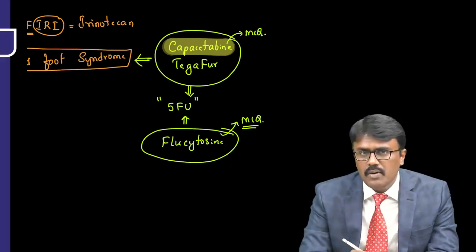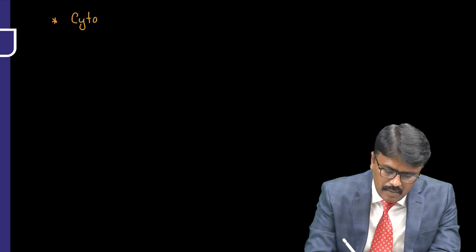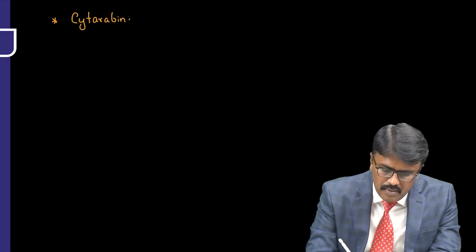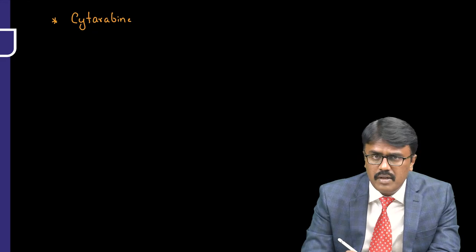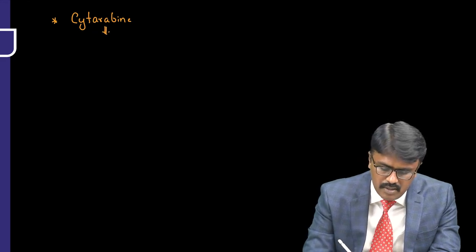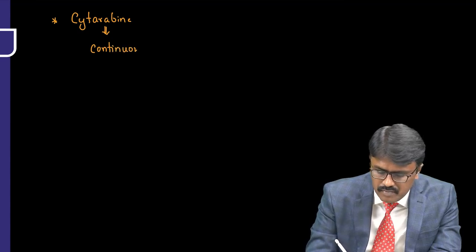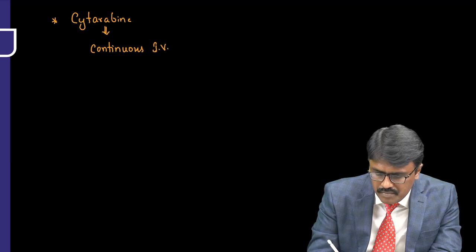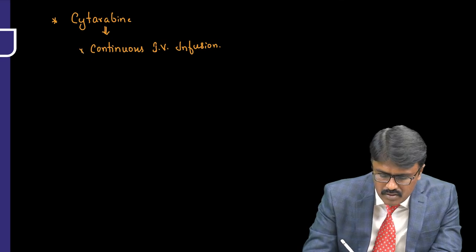So once we know this 5-fluorouracil, it is important. The other pyrimidine antagonists are cytarabine. Cytarabine is also called cytosine arabinoside. Now, one of the important aspects about cytarabine is that it is given as a continuous IV infusion. That is also being asked.